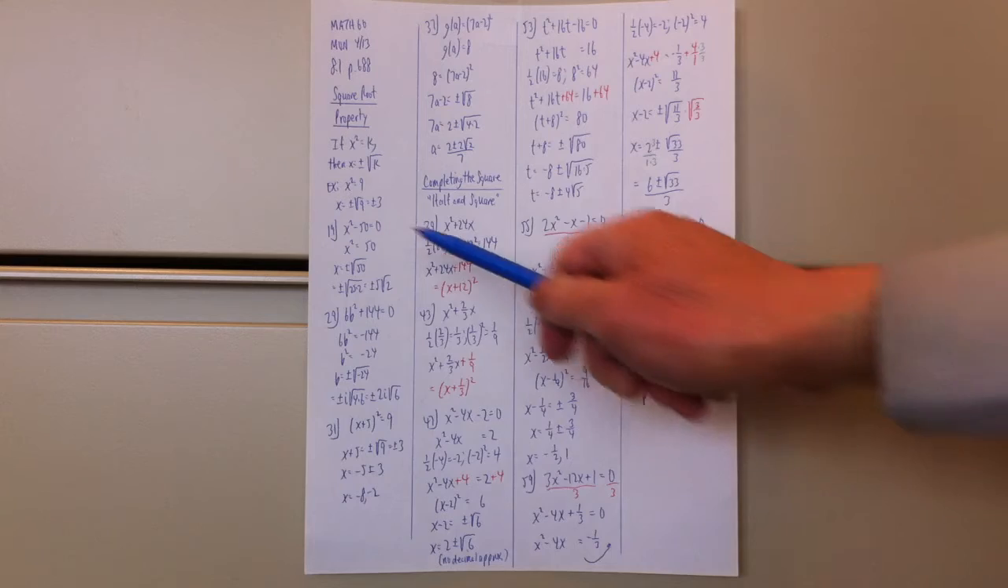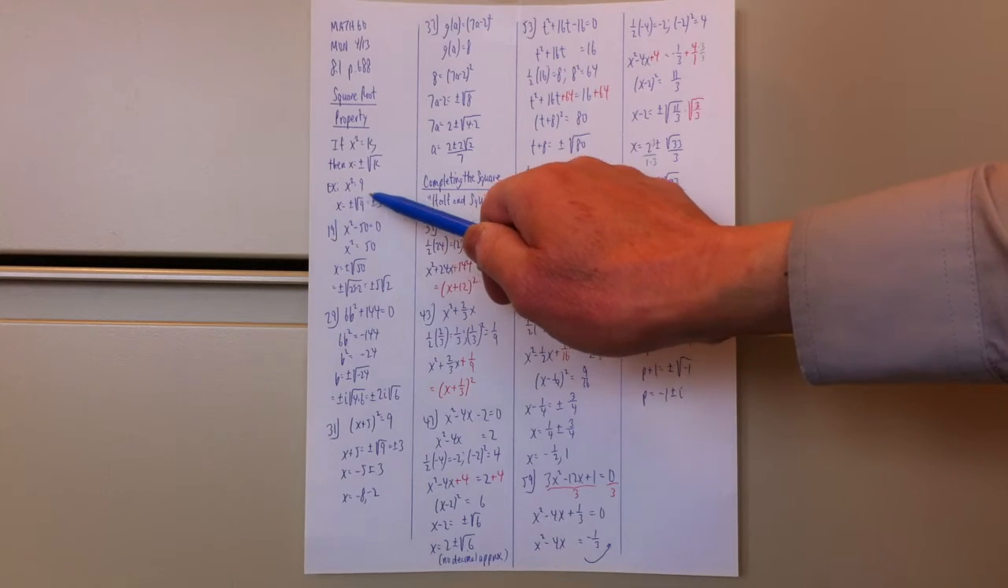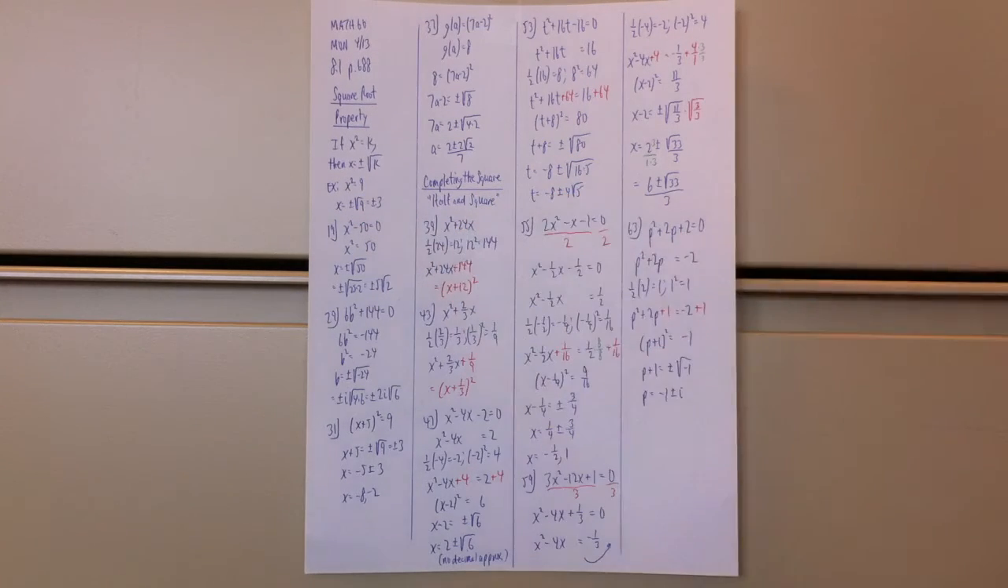So what you have to remember when you're doing the square root property is that while taking the square root, there always has to be a plus or minus here.